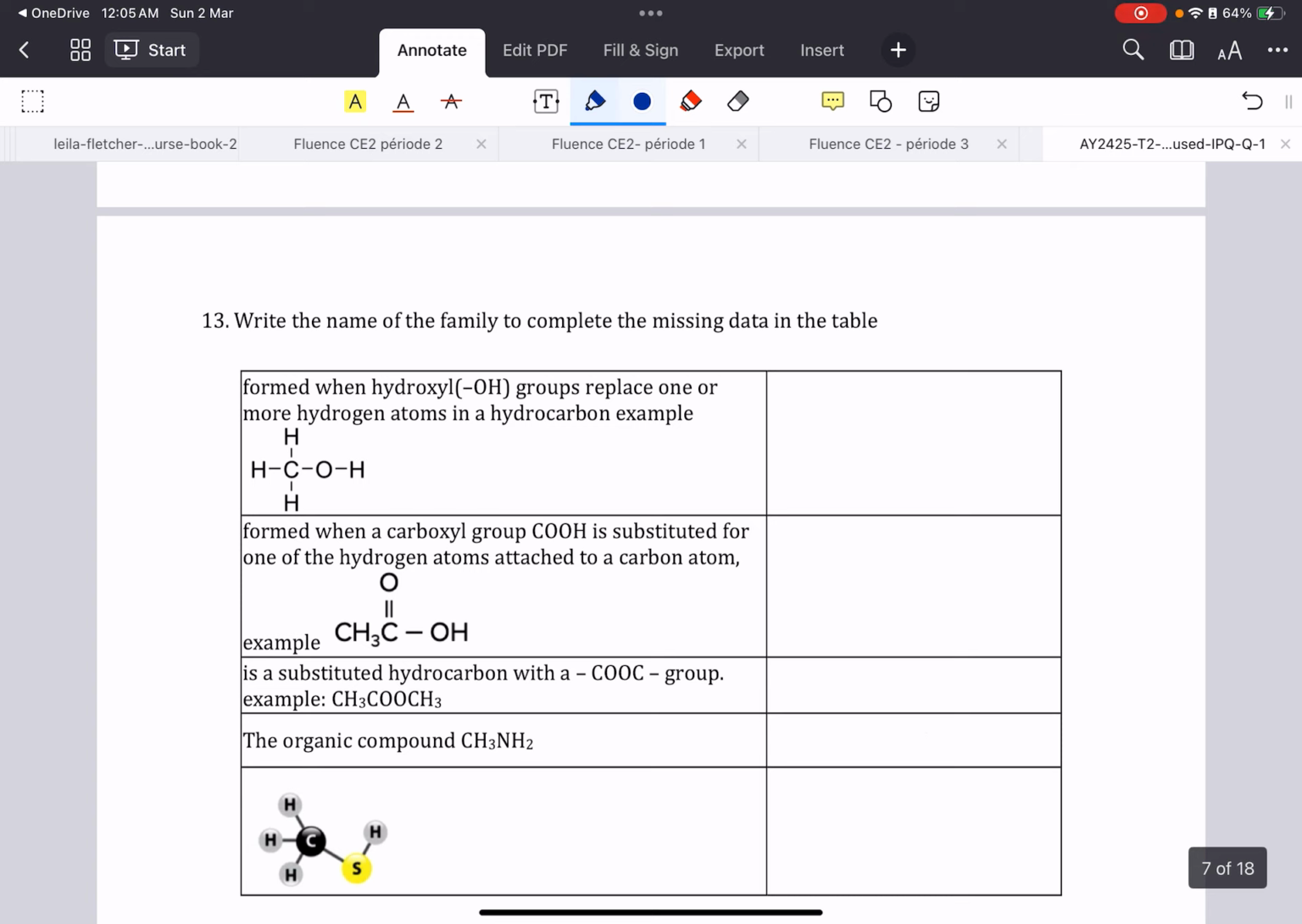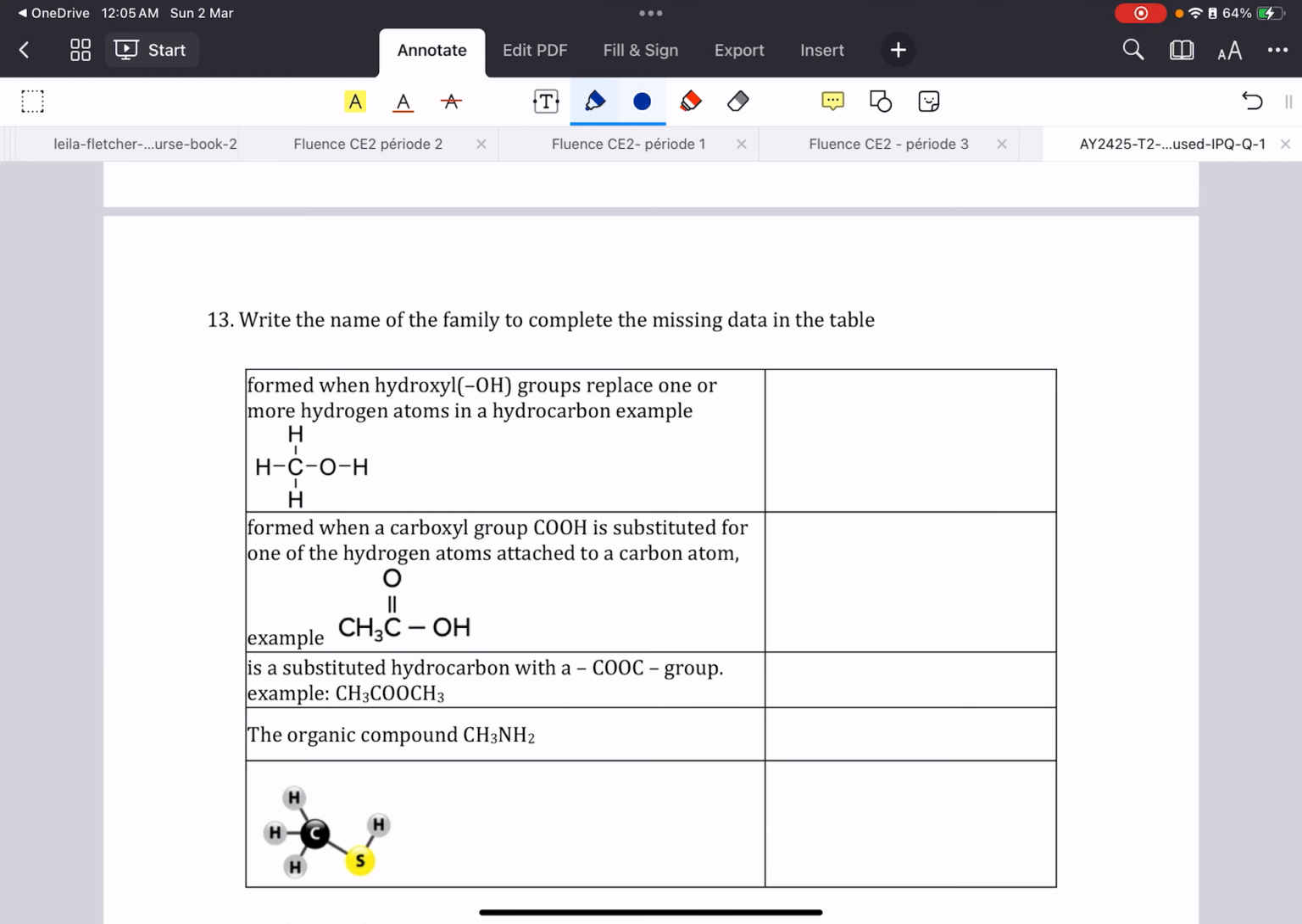Now next, write the name of the family. Again, this is the same question but given in a different way. Write the name of the family, not the functional group. Be careful. If they ask for the family, you have to put the family. If you put the name of the functional group, you will not get the mark. So we need to complete the missing data in the table. Type formed when a hydroxyl OH group replaces one or more hydrogen atoms in a hydrocarbon. Example.